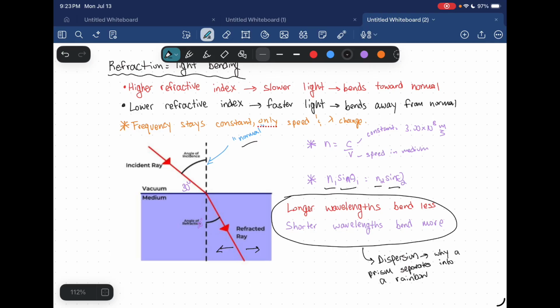And not only is refraction dependent on the material, but it also boils down to the light source itself. Different wavelengths of light refract by different amounts. Longer wavelengths like red bend less, while shorter wavelengths like violet bend more because violet experiences a slightly higher refractive index in most materials. And this phenomenon is actually called dispersion, and it's what gives us beautiful sights like rainbows.